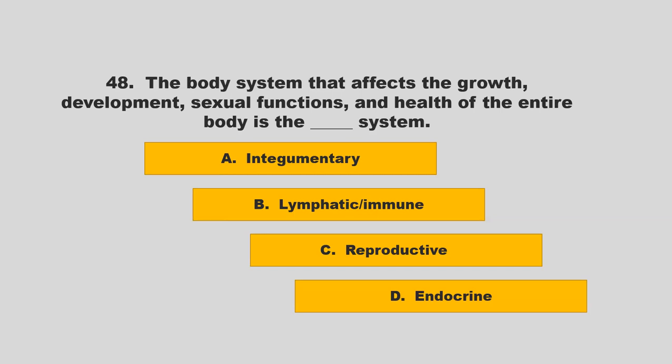The body system that affects the growth, development, sexual functions, and health of the entire body is the blank system. Integumentary, lymphatic immune, reproductive, endocrine. If you chose D, endocrine, you are correct.